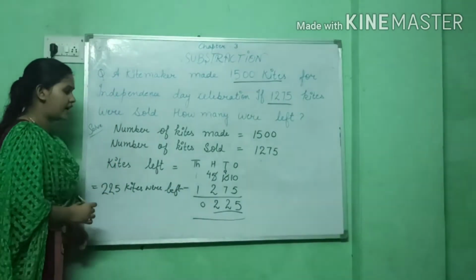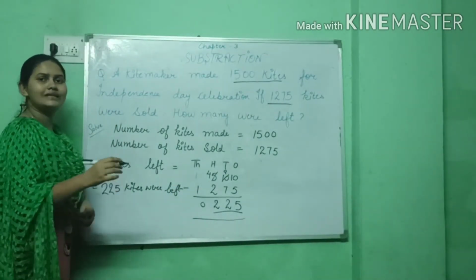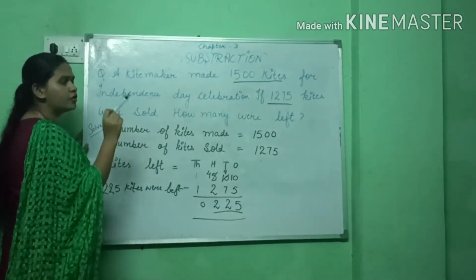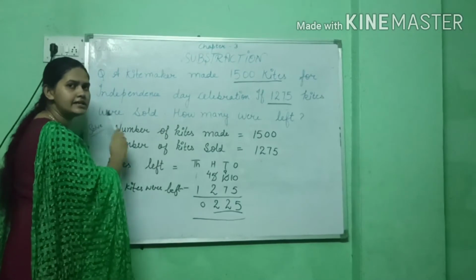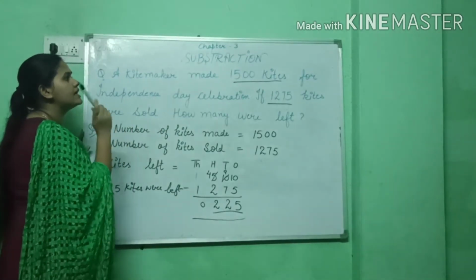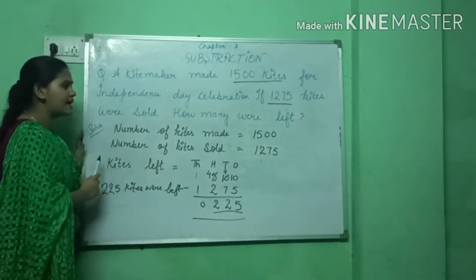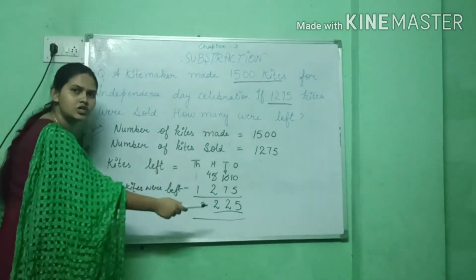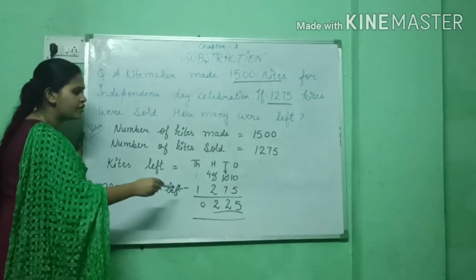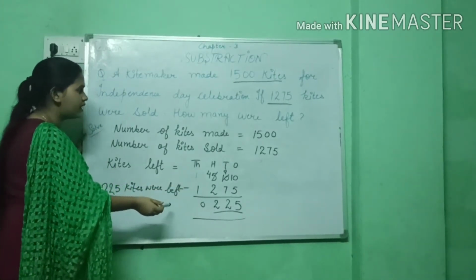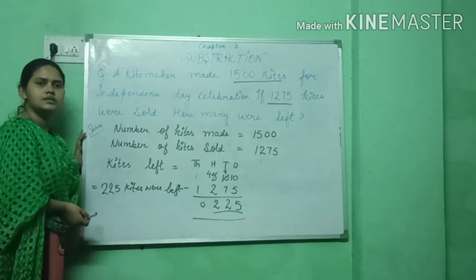In this way, we have to solve these statements. Always remember, when we come to a statement sum, we have to read it clearly first and then understand what the statement is. Once we understand the statement, we make the explanation of the statement. In the end, we give the answer by finding the solution of the sum. This is our statement sum.